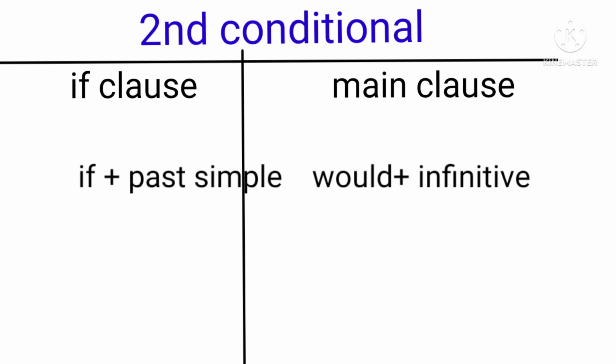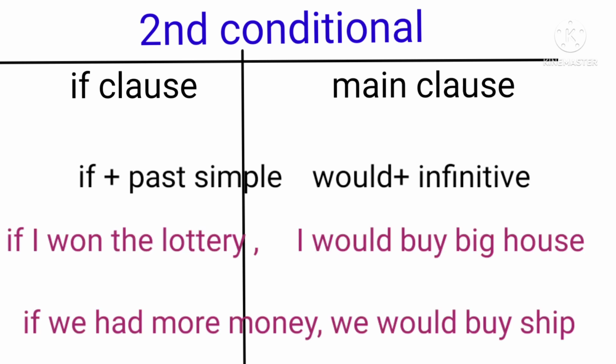For example, if I won the lottery, I would buy a big house. If plus past simple, would plus infinitive. You can see this is a very unreal conditional with an impossible result. If we had more money, we would buy the ship. If plus past simple, would plus infinitive.